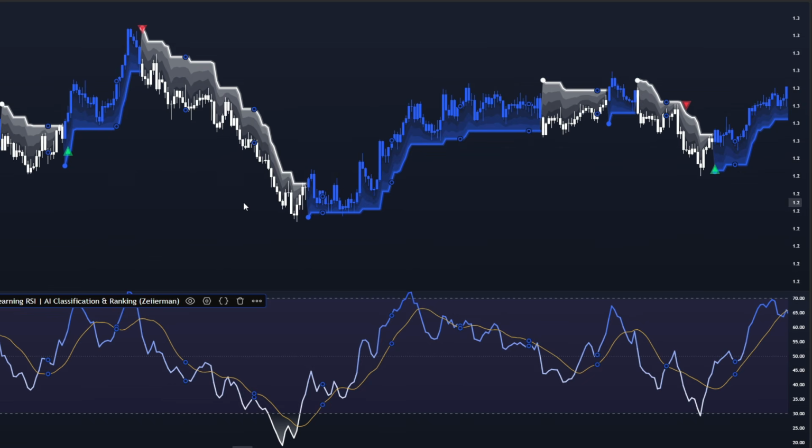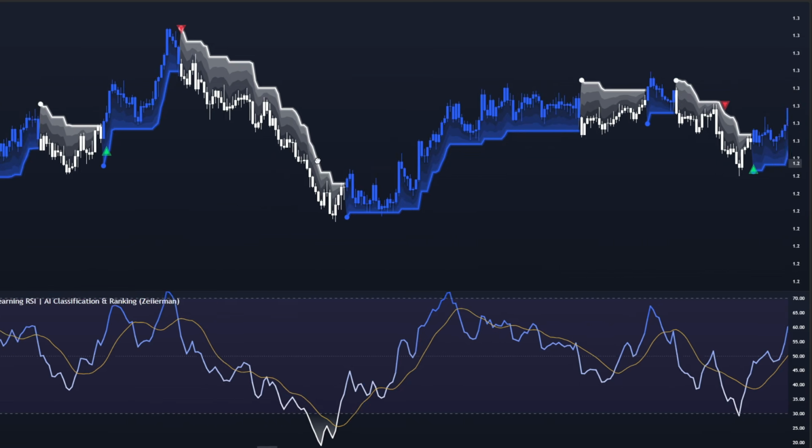For example, if you open a sell position, you can place your stop loss above the line and keep trailing it down just above the line as price keeps declining. And if you open a buy position, you can place your stop below the line and trail it up below the line as price advances.